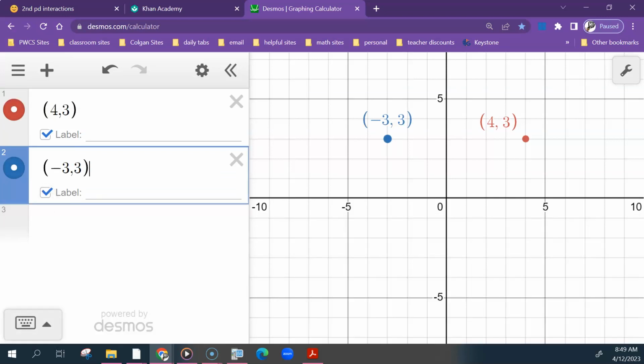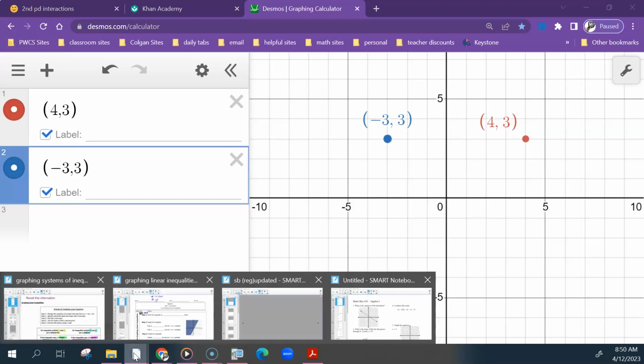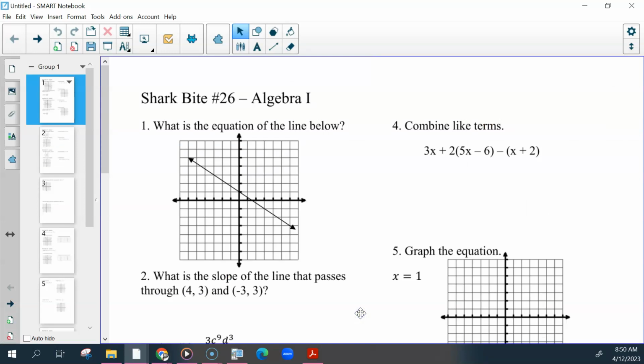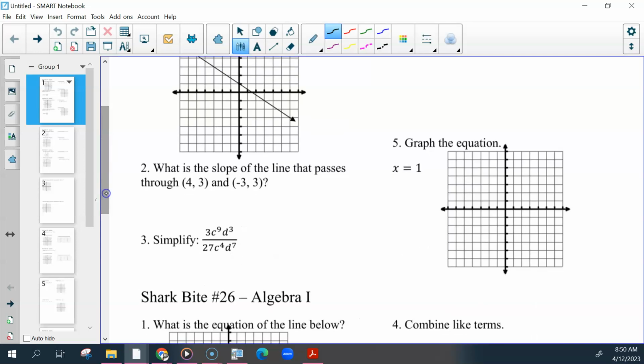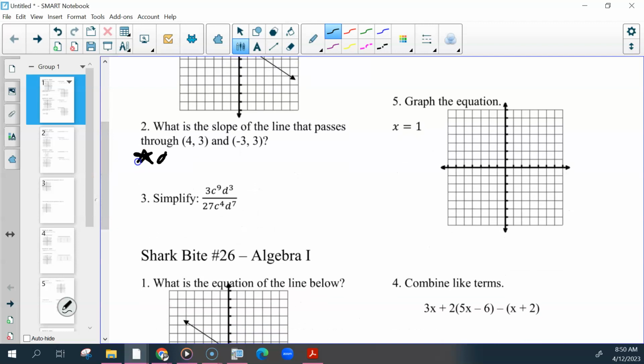So if you were to do this one on Desmos and plot both points, they happen to fall on the same horizontal line. We're just looking for the slope of that line. What would that slope be? So straight across, 0. Remember that if you are using Desmos or using the answers from up here, make sure you write "use Desmos." Put m equals 0.